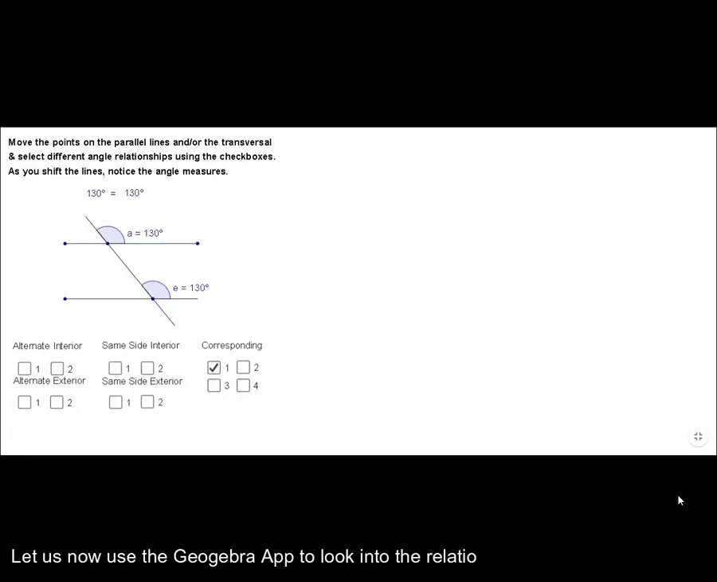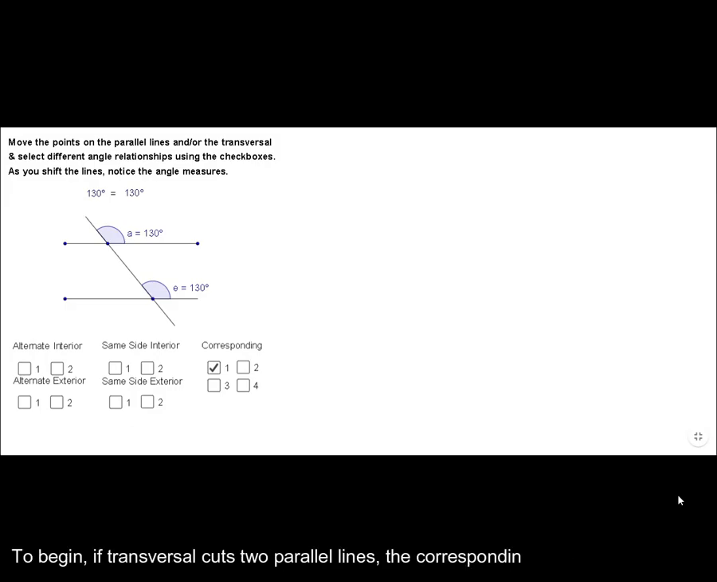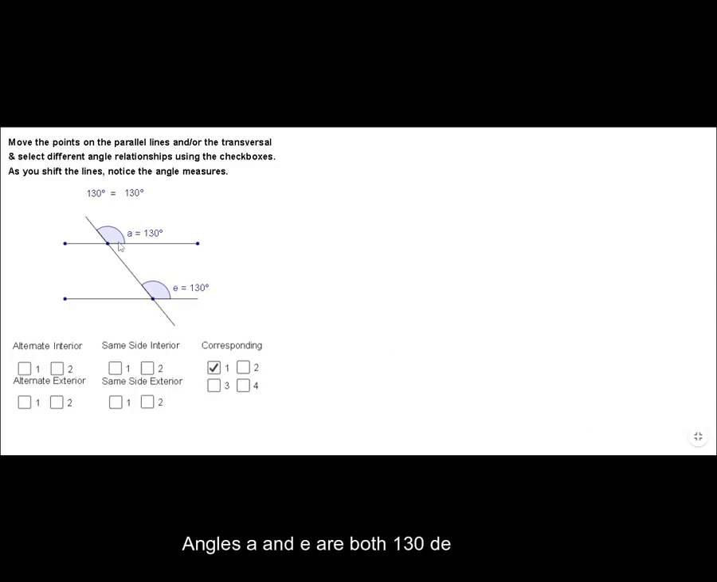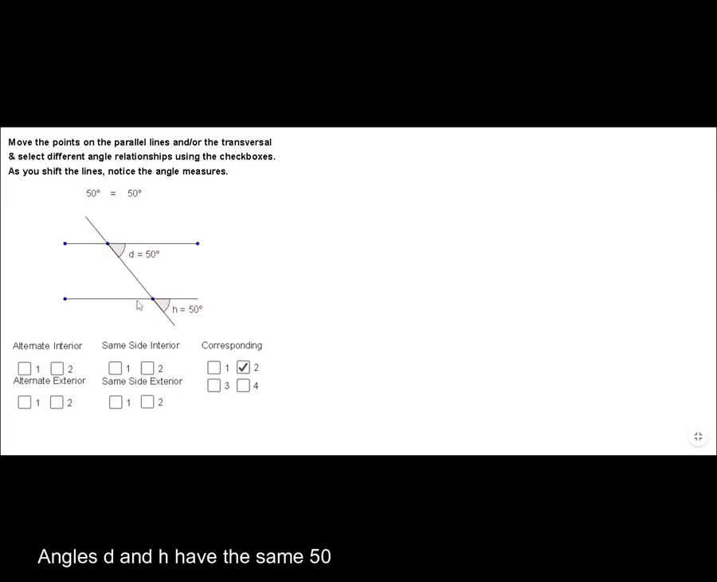Let us now use the Geogebra app to look into the relationship between these angles. To begin, if a transversal cuts two parallel lines, the corresponding angles are congruent. Angles A and E are both 130 degrees and have the same measures as angles C and G. Angles D and H have the same 50-degree measurement as angles B and F.